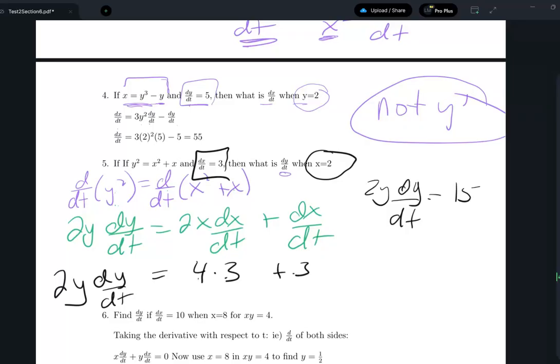All right. Let's just divide through by the 2 first. Equals 15 over 2. And you can leave it like that. You don't need to put decimals.